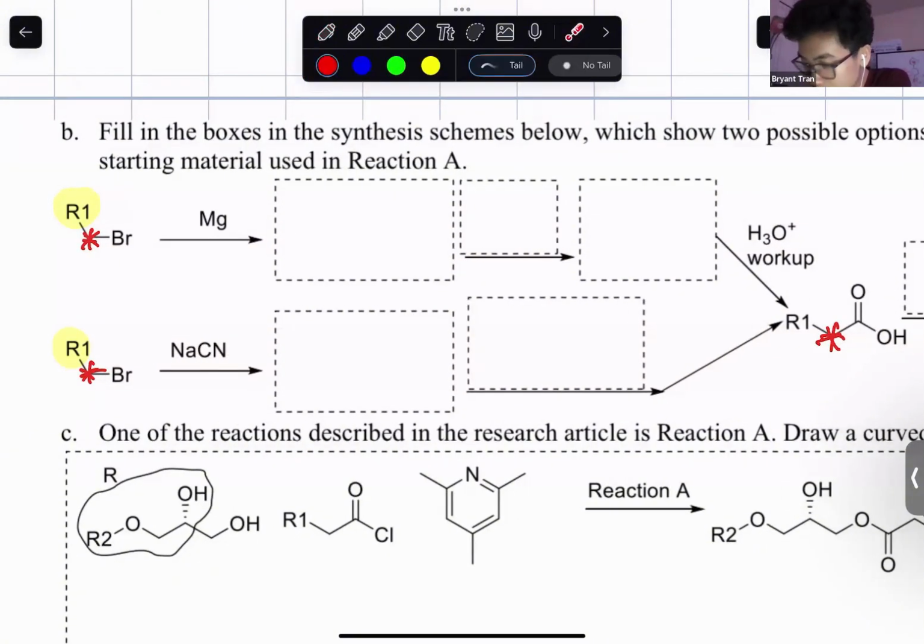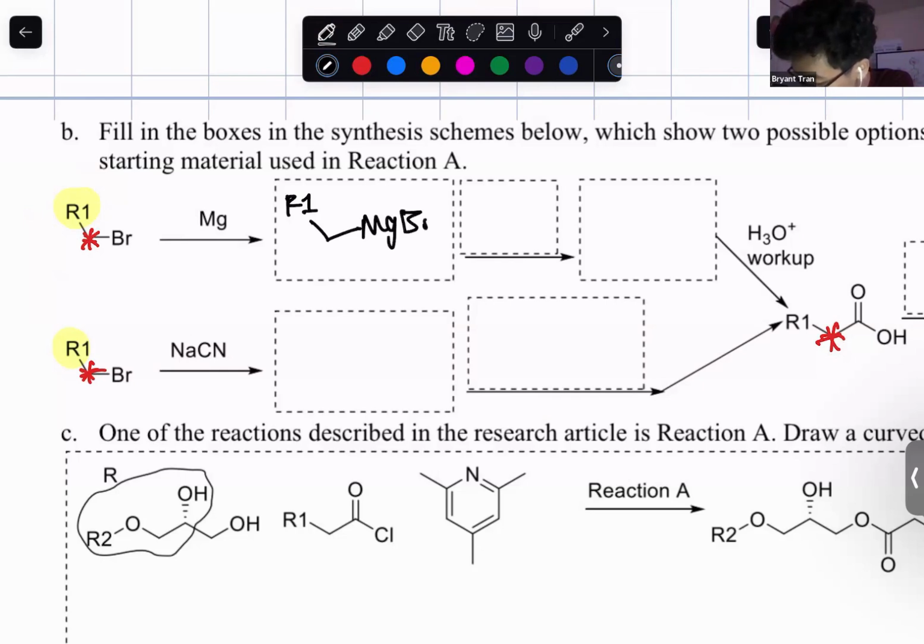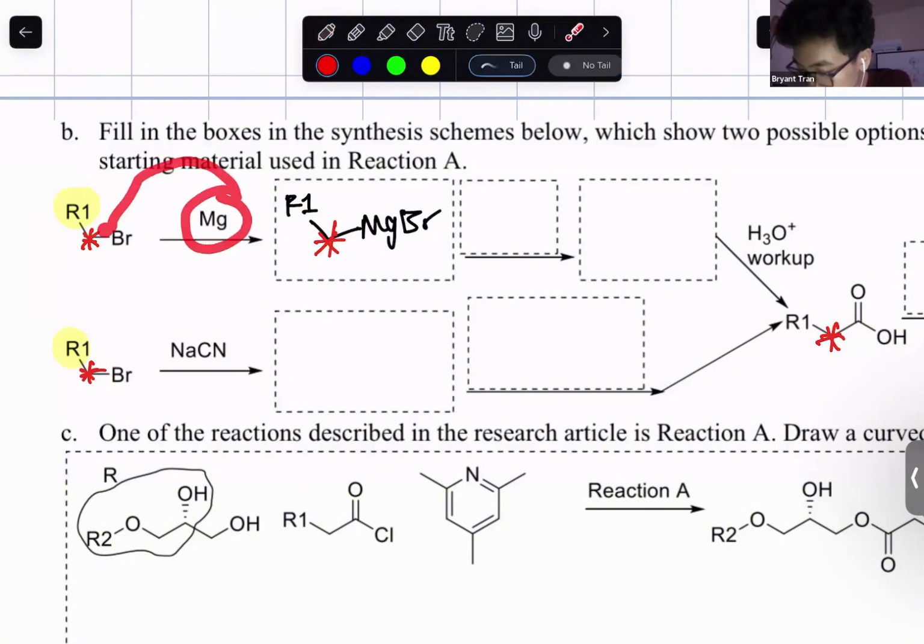Now we have an alkyl halide here, a haloalkane, which when we react with Mg gives us a Grignard reagent, R1 MgBr. This is still my starred carbon in red. The magnesium just inserts itself between the carbon and bromine to give MgBr like that.